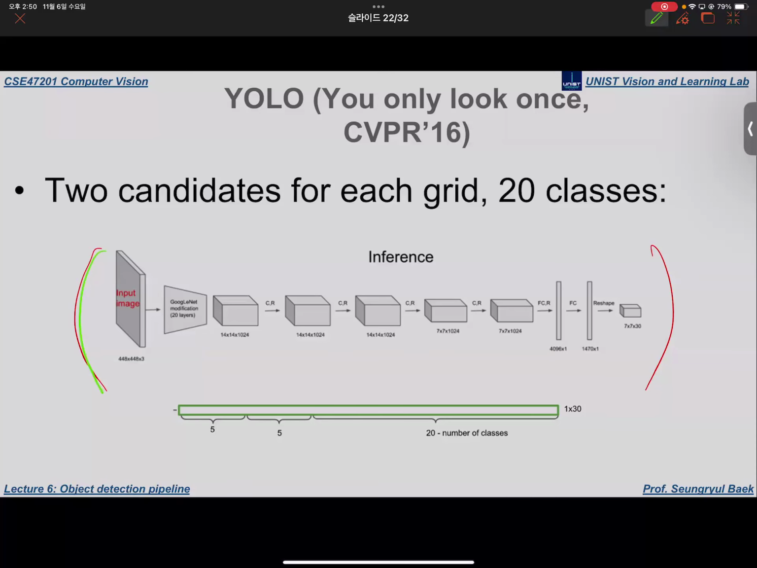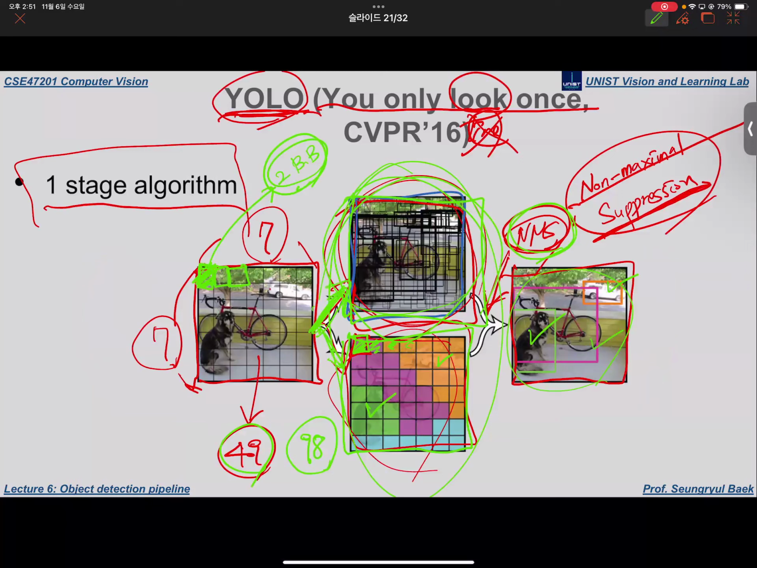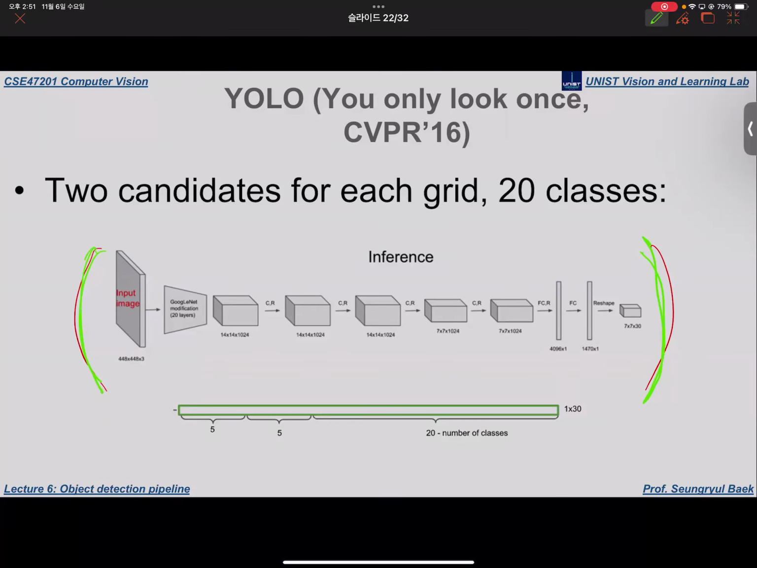So, that is actually happening in this part. These two joint mapping, the probability map, and the two bounding boxes for each grid would be estimated by this network. You can see the original input image, their dimension is 448 by 448 by 3. This is the RGB image whose width and height are both 448.